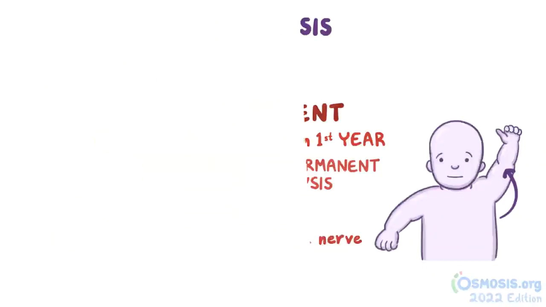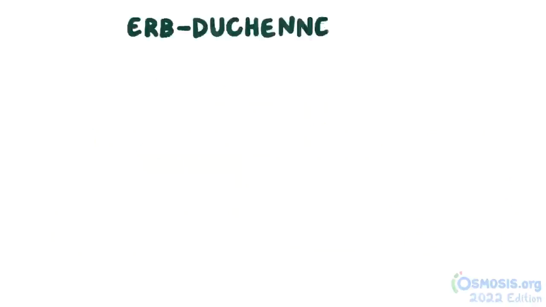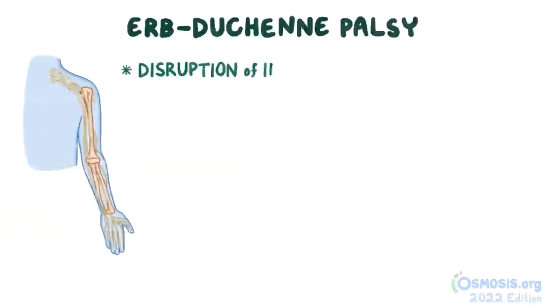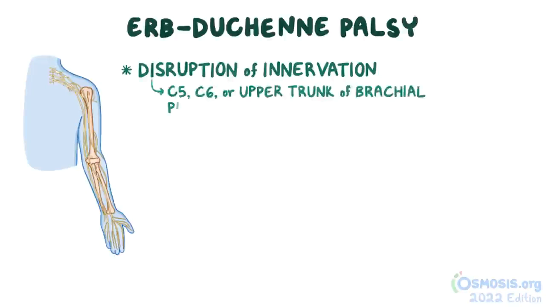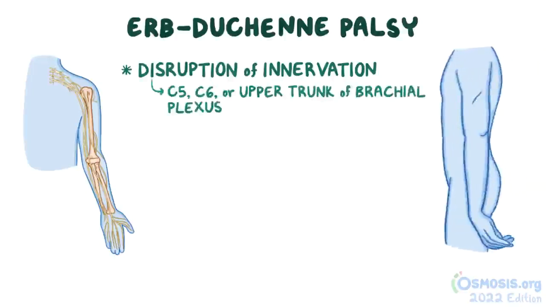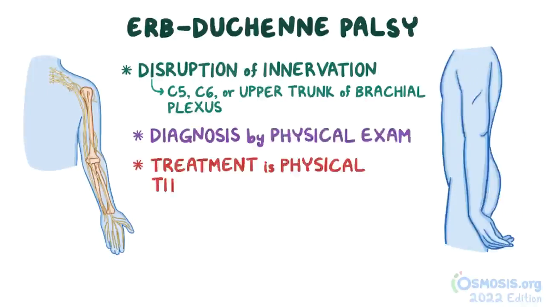Alright, as a quick recap. Erb-Duchenne palsy occurs when there's a disruption of the innervation to the muscles of the shoulder and the arm, caused by an injury to the nerve roots C5 or C6, or to the upper trunk of the brachial plexus. The most common symptom is waiter's tip deformity. Erb-Duchenne palsy is diagnosed by a physical exam and is treated with physical therapy and surgery.